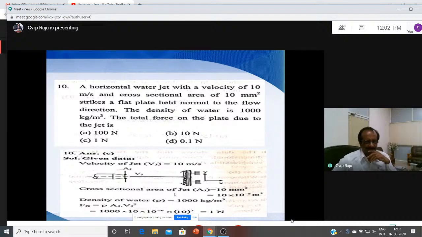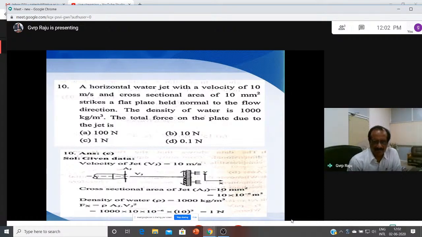The equation is rho A V square. The velocity of the jet he has given is 10 meters per second, and the cross-section area is 10 mm square. The density of water is 1000 kg per meter cube. So the density is given as 1000 kg per meter cube. The area is given as 10 mm square, and convert 10 into meter square: 10 into 10 power minus 6 will be the area in meter square.